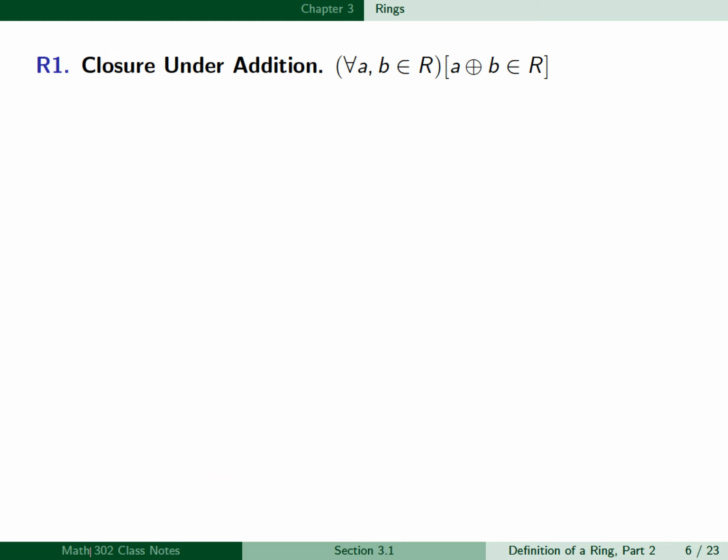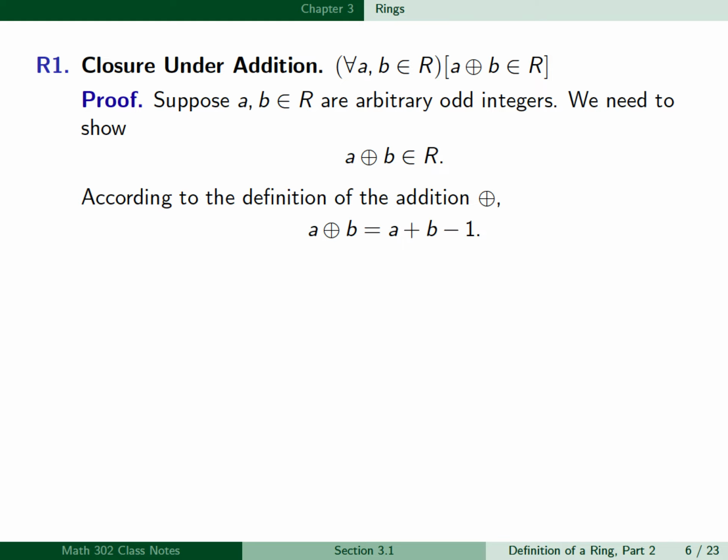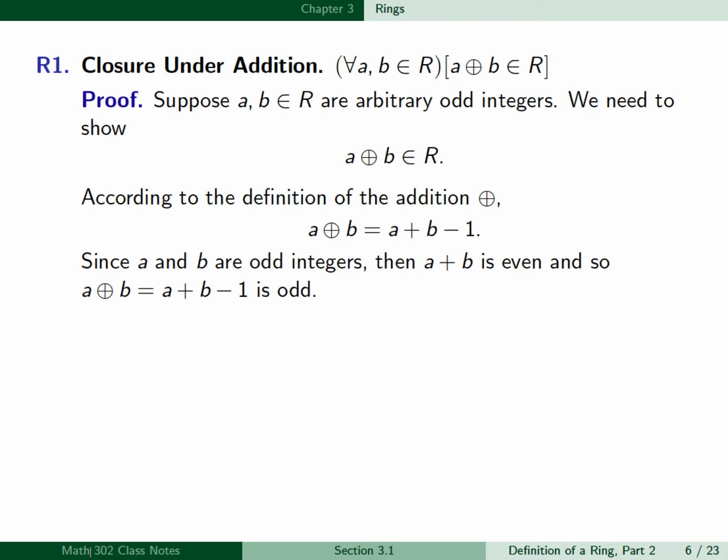So for R1, closure under addition, we need to show for all a, b in R, a circle plus b is in R. So we'll suppose that a, b in R are arbitrary odd integers, and we need to show that a circle plus b is in R. Now according to the definition of the addition, a circle plus b is a plus b minus 1, and since a and b are odd integers, then a plus b is even, and so a circle plus b, which is a plus b minus 1, will be odd, and hence a circle plus b is in R as required. Therefore R1 holds.